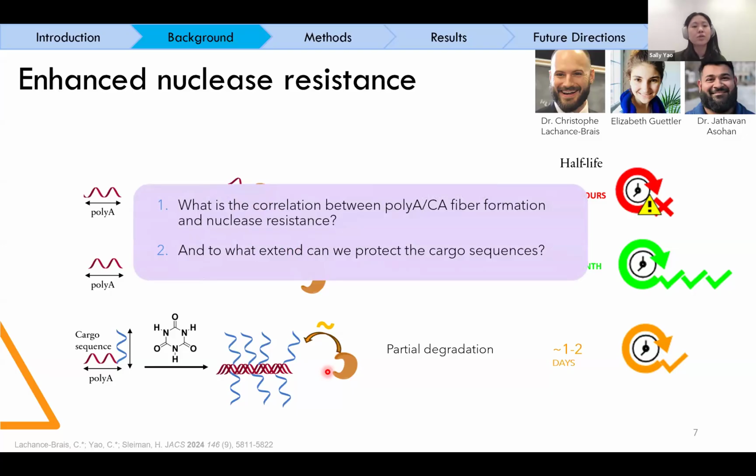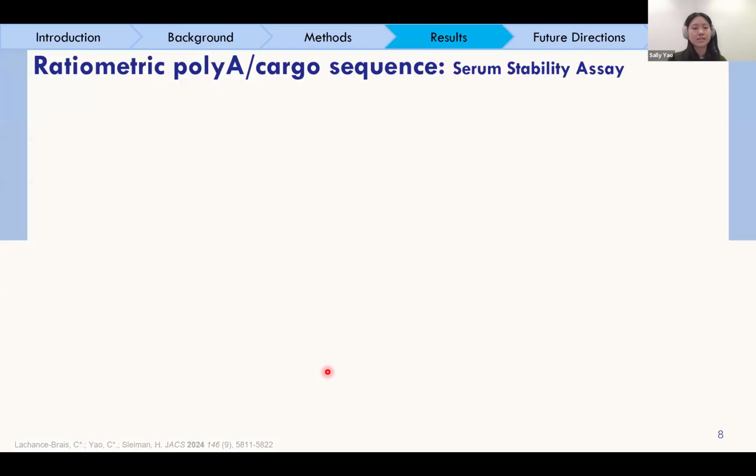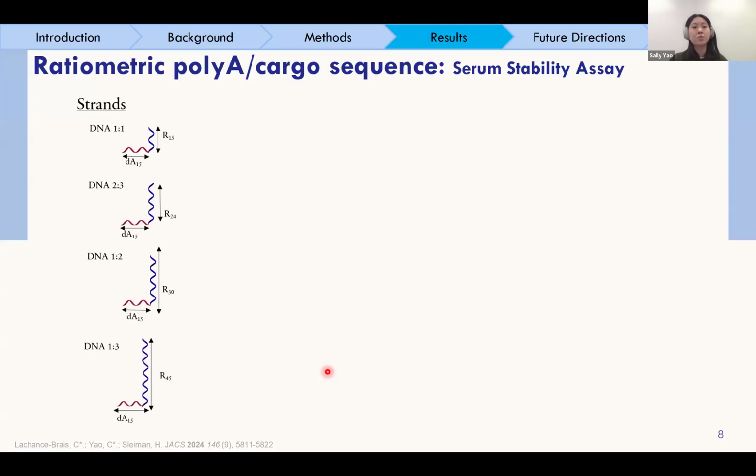The first one is, what's the correlation between poly-A and cyanuric acid fiber formation and nuclease resistance? And also, what's the extent of cargo sequences we can protect? So we start by designing a series of strands called regiometric strands, where we play with the ratio between the polyadenine strands and the cargo sequences. All the strands shown here have the same length of poly-A's, but with increasing lengths of cargo sequences.